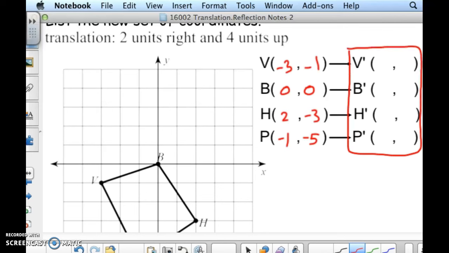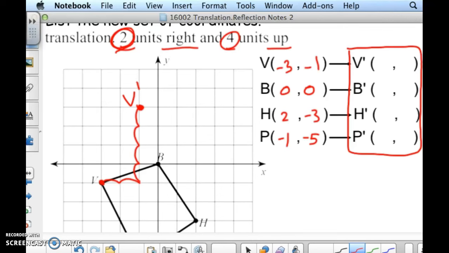My translation, they tell me, is 2 units to the right and 4 units up. That means for every single point, I'm going to move it 2 units to the right and 4 units up. I like to do it in the order in which they give it to me. So I'm going to start with point V, and I know this is at (-3, -1). I'm going to move this point 2 units to the right. That's what it's telling me. Then I'm going to move it 4 units up. I'm going to count 1, 2, 3, 4. Because I've done 2 units to the right and 4 units up, this is now the location of V prime.